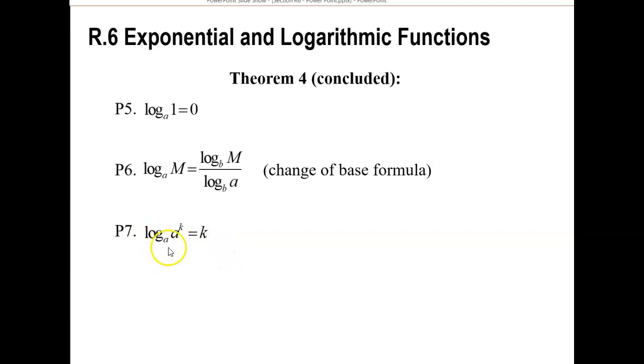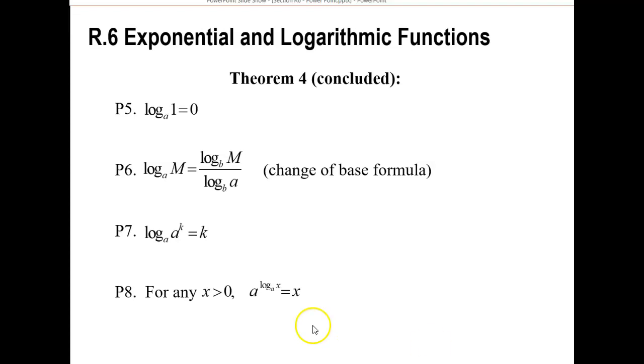Log base a of a to the k is simply k. Because if the answer has to be a to the k, it's what power of a is a to the k, well, the kth power. So when the bases match, the answer is the exponent. Remember earlier we said log base a of a is 1, meaning that if the power is not listed, that's assumed to be a 1. So that would also fit property 7.